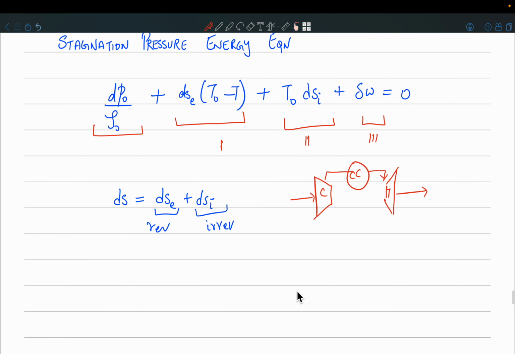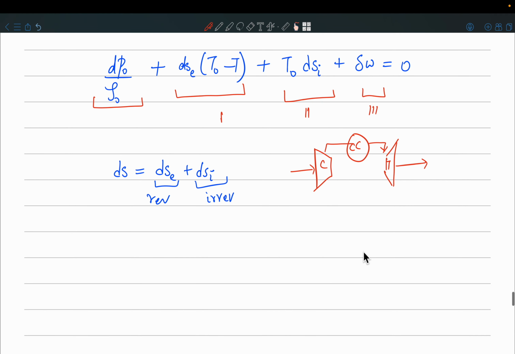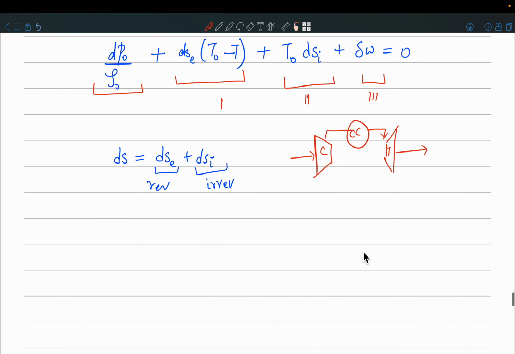Why would it decrease? Because there are losses, right? So what happens in a combustion chamber? You are adding energy. Okay, so when you add energy, stagnation temperature increases, static temperature also increases. Why should the stagnation pressure decrease? It is because stagnation pressure will increase only when work is being added to the system, not when heat is being added.